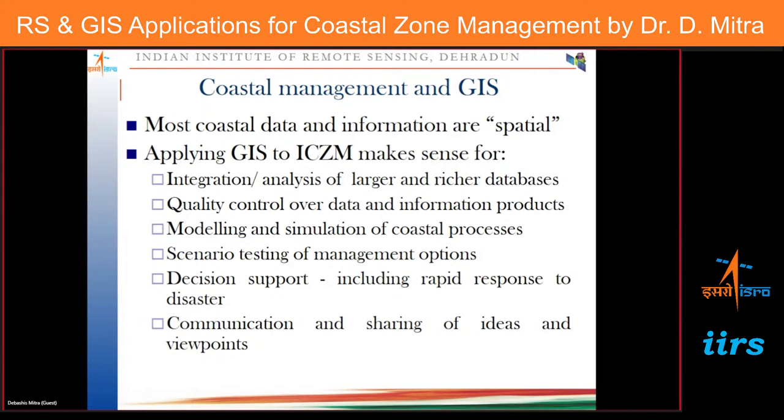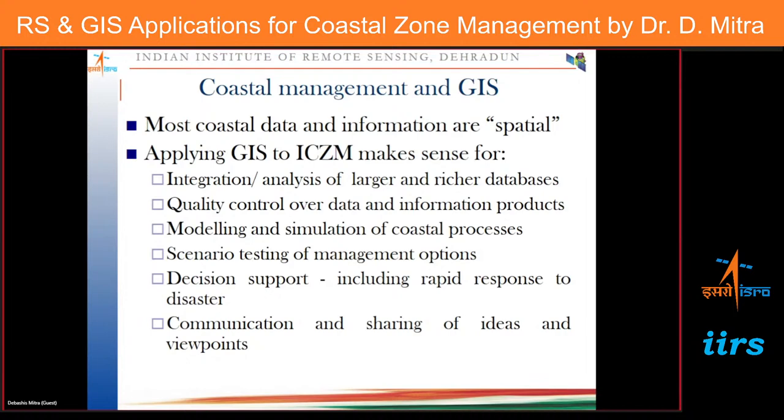In the GIS environment, we can do modeling and simulation of the coastal processes. As I was telling you, using models, we can find out what areas are getting eroded, and after erosion, how the area will look. What is the future scenario of sea level rise? What areas are going to be inundated because of SLR? All those scenarios we can generate. Then we can also do scenario testing.